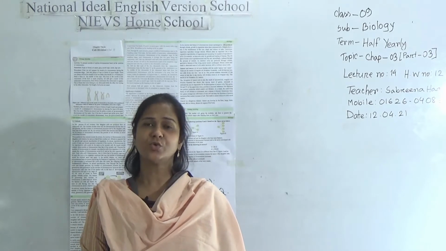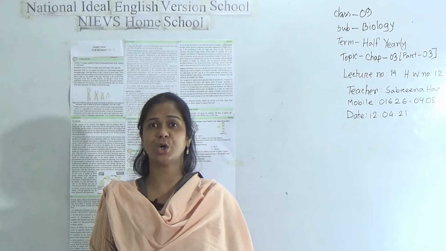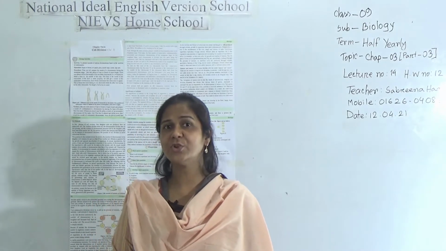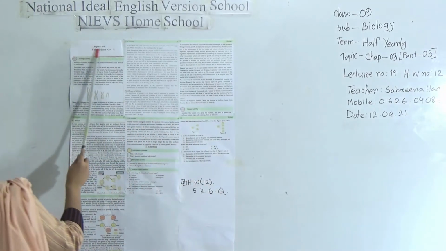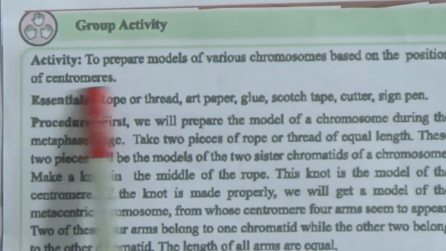Dear students, today I am going to take a biology class for class 9 students based on chapter 3. This is part 3 of the chapter. So let us move forward to this topic. The name of the chapter is cell division, and this one is part 3. Dear students, there they give an activity to prepare the model of various chromosomes based on the position of the centromere.